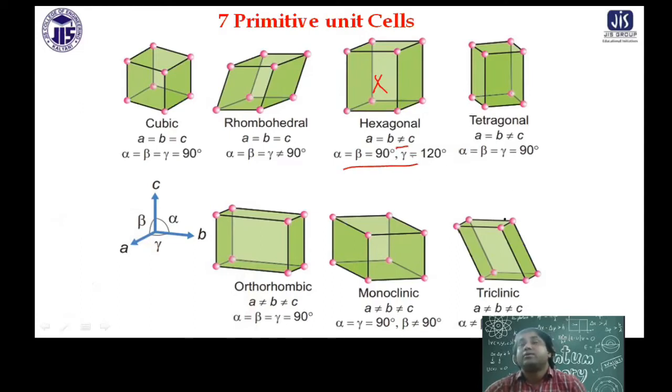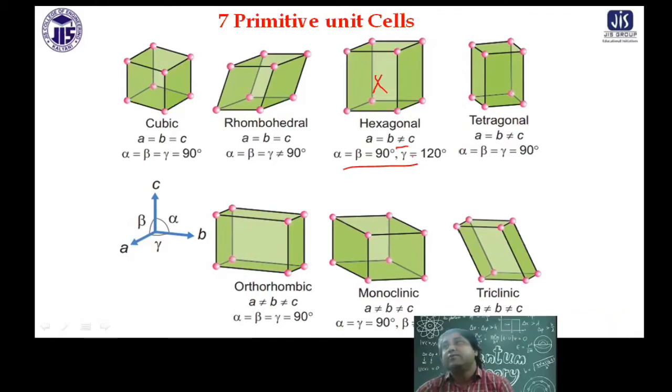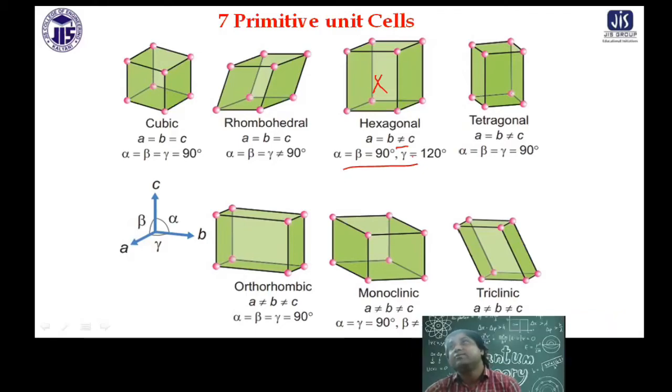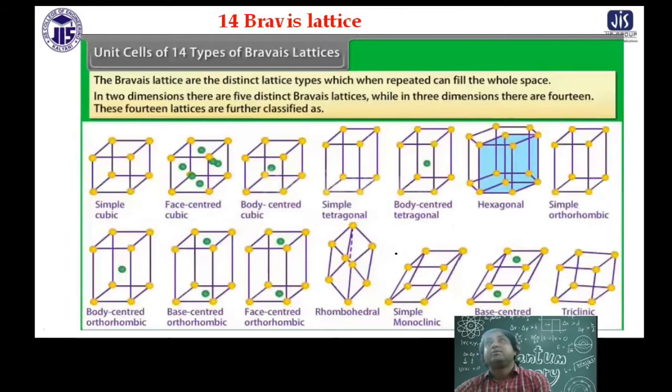Tetragonal: a equal to b not equal to c, alpha, beta, gamma 90 degrees. Orthorhombic means nothing is equal. Monoclinic means a, b, c are unequal, alpha and gamma are 90 degrees, and beta is not equal to 90 degrees. And triclinic: a, b, c are different, alpha, beta, gamma are also different. So from these, 14 possibilities are generated.